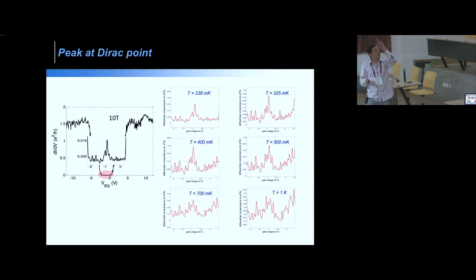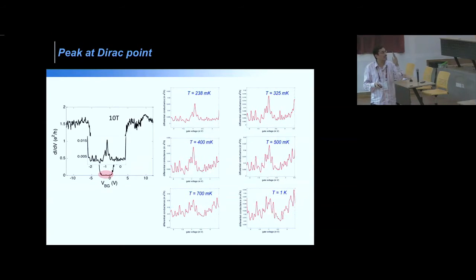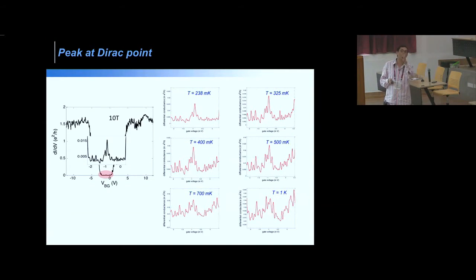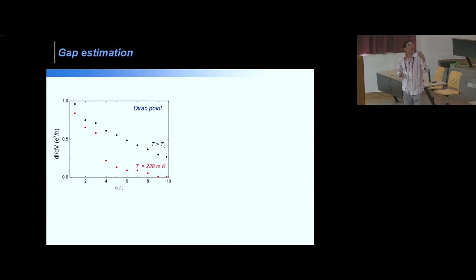And for a different thermal cycle also, if you take out the sample and cool it down again, this peak is exactly there in the data. So we are surprised, what is going on? Is it coming from a gap or something else? So what we did then, let's look at whether there is any gap in the system.